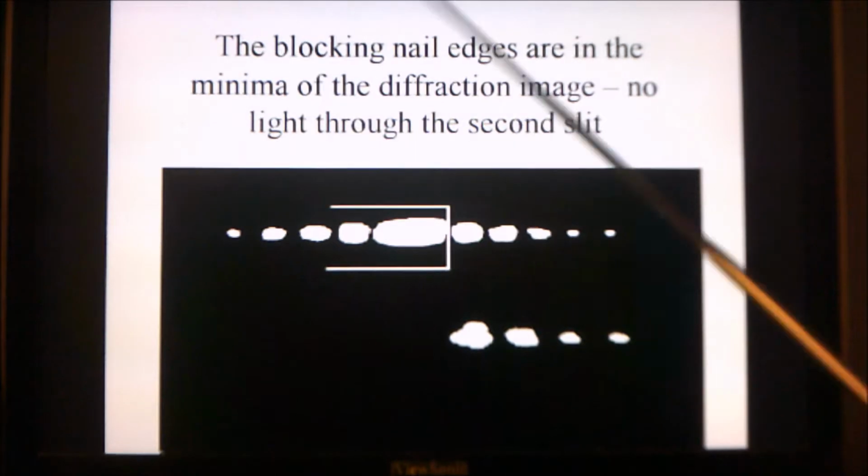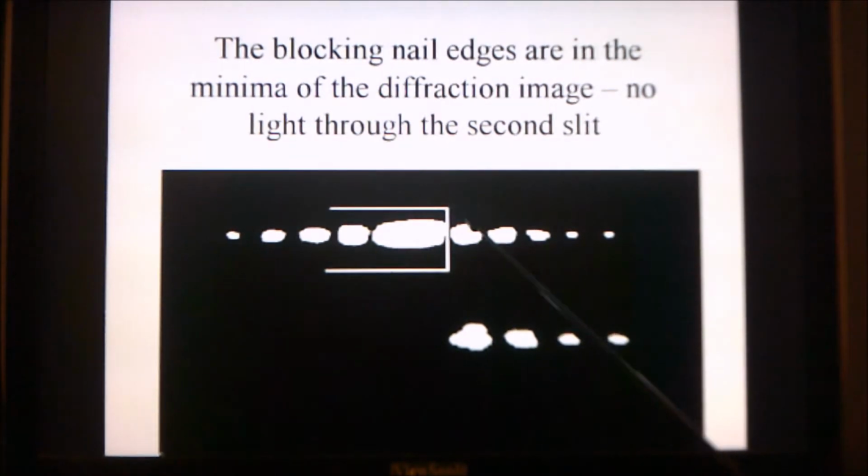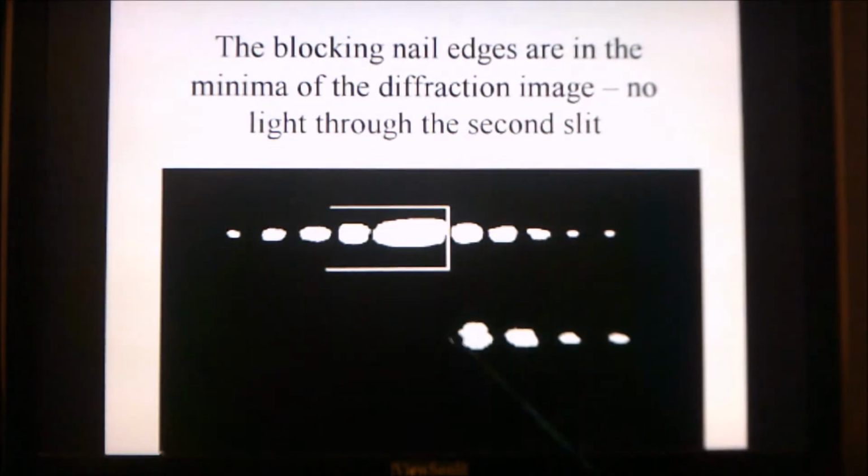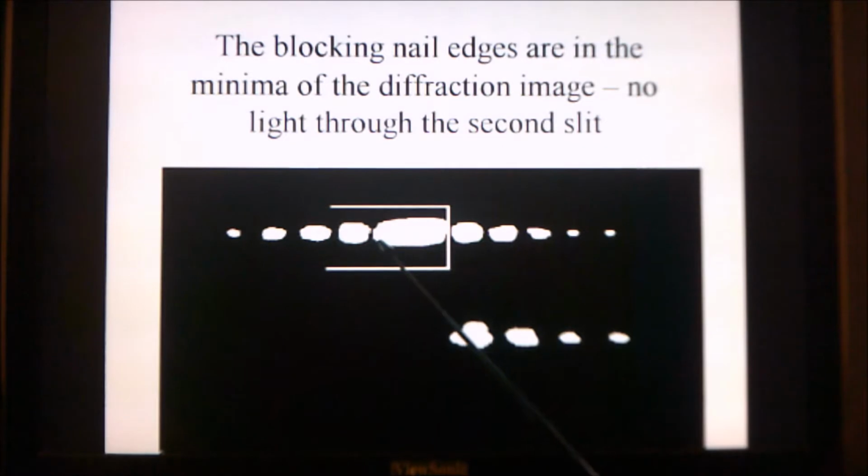But this is what happens when you put the edge of a blocking mask at the minima of a diffraction pattern. What you see here, and it's kind of hard to follow this down, but still there's a very small amount of light that comes right just inside the mask here, and then the rest of the diffraction pattern follows. The point is that where the center peak used to be, there's no light.